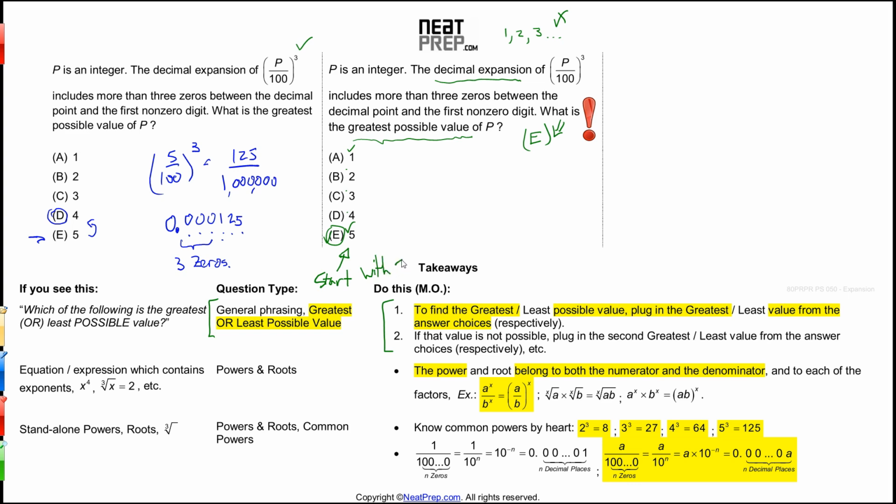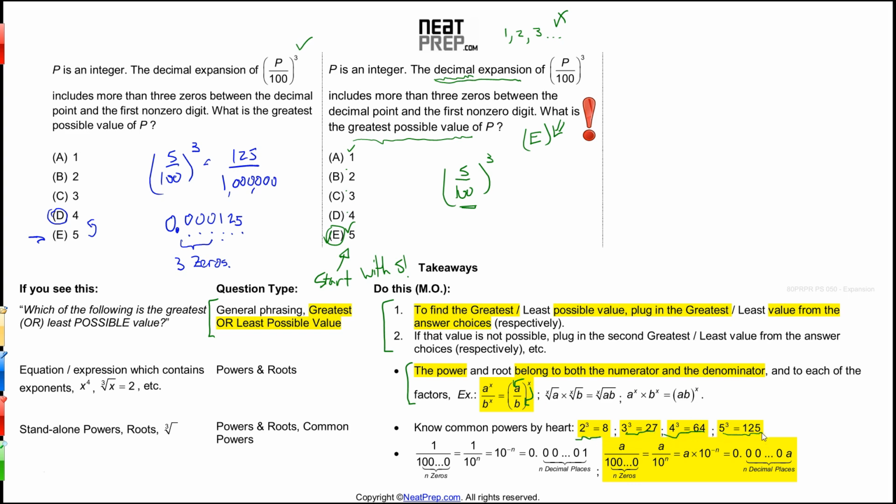If p equals 5, then p over 100 is 5 over 100. In the vast majority of situations, we would reduce this to 1 over 20. Here, however, the question requires a decimal presentation, so it makes sense to leave the 5 over 100 as is. Now we are required to raise this expression to the power of 3. Remember that the power belongs to both the numerator and denominator. It is highly recommended that you memorize these common powers by heart.